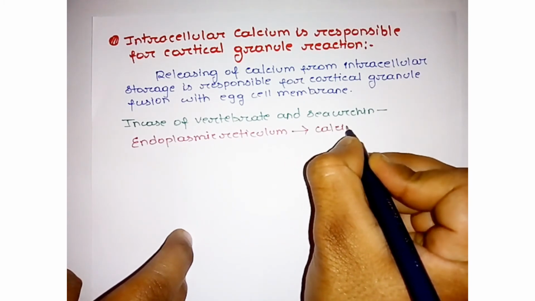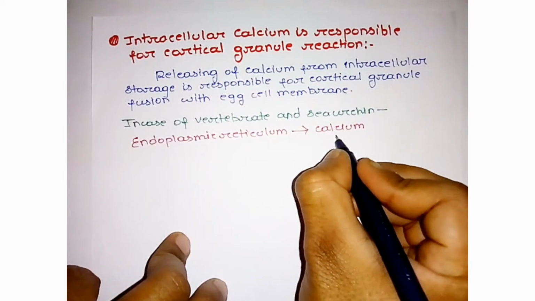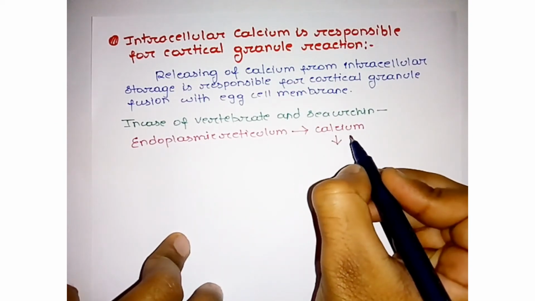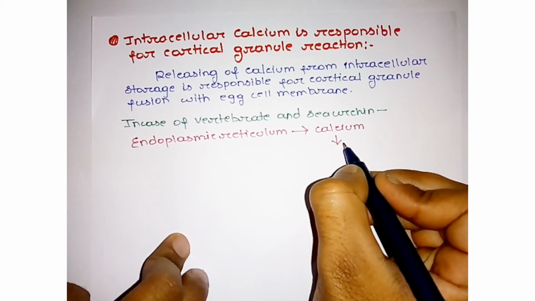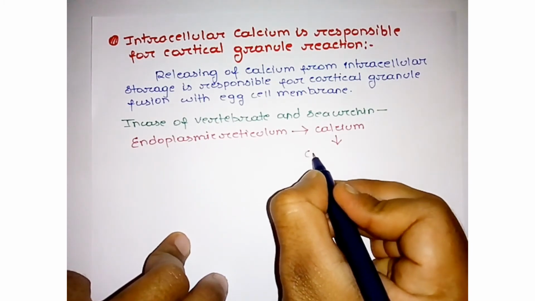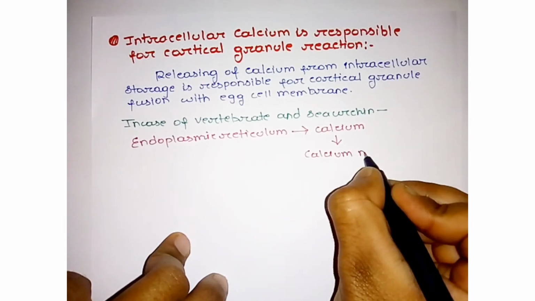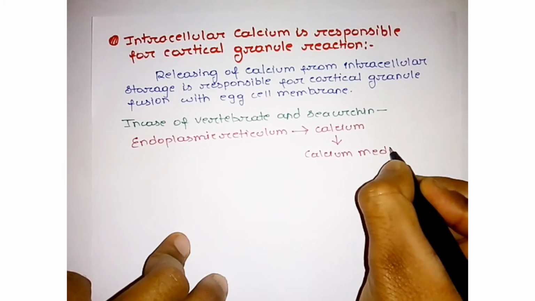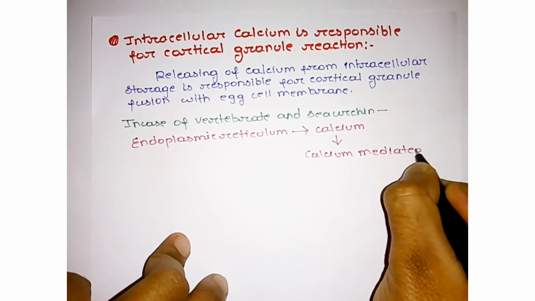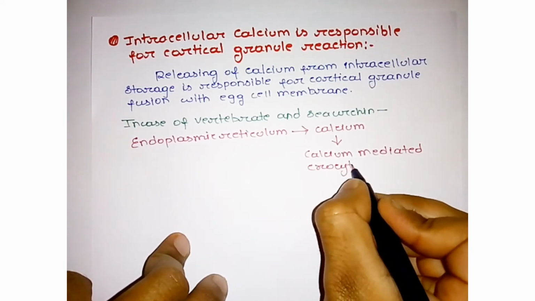And this calcium binds with certain proteins that are involved in the fusion of cortical granule with the egg cell membrane. So calcium-mediated exocytosis occurs.